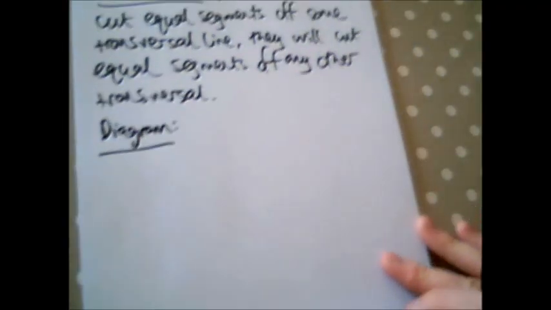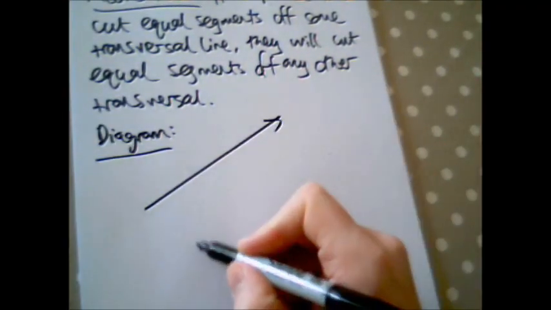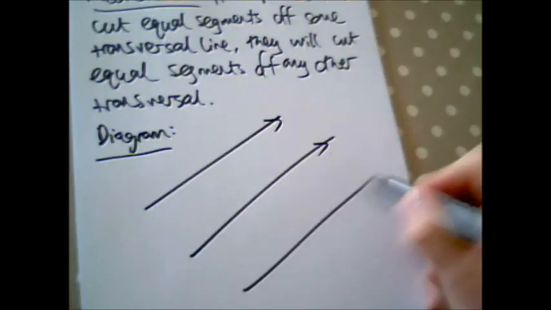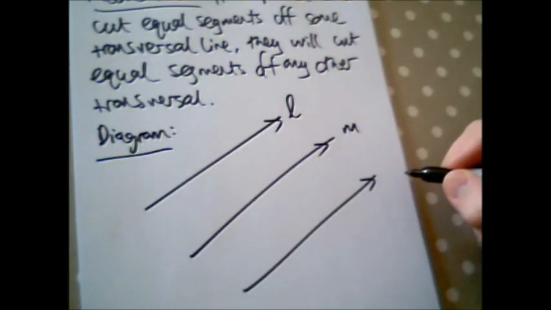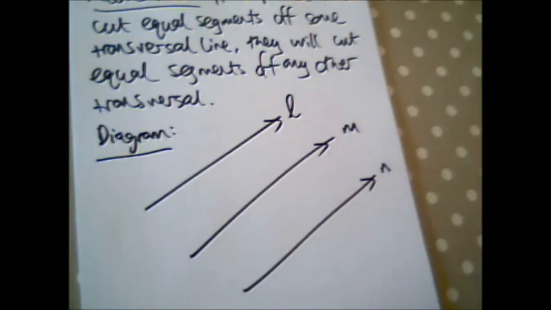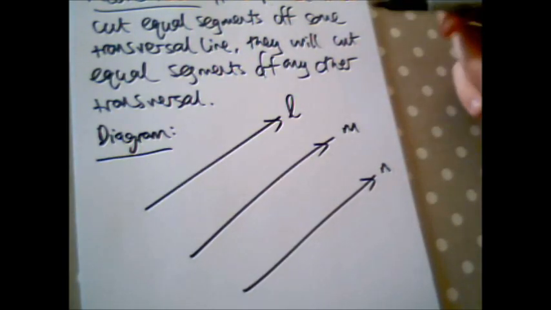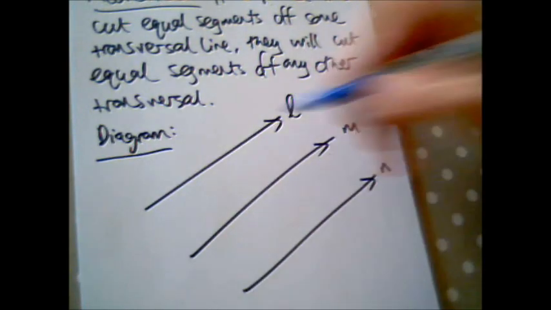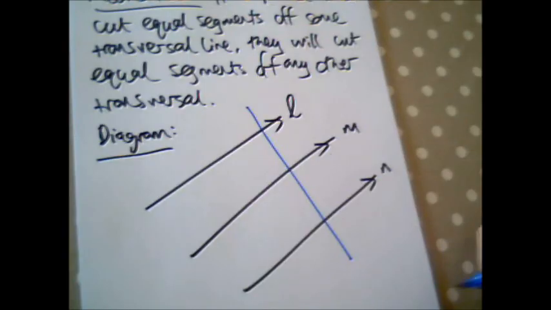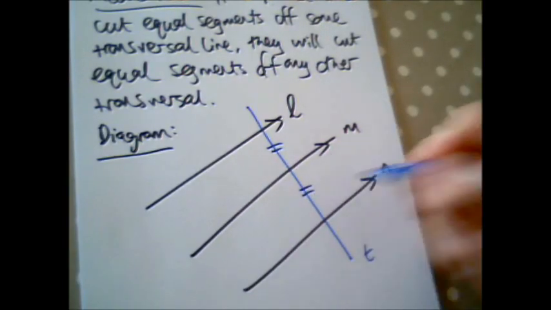So we have three parallel lines. We'll follow what's in the book, what you might be having a look at. So we call them L, M and N. They're parallel lines, and they cut equal segments off some transversal line. A transversal line is a line that goes across parallel lines, so that would be a transversal line. We're told that they cut equal segments off, so we're told that that and that are the same.